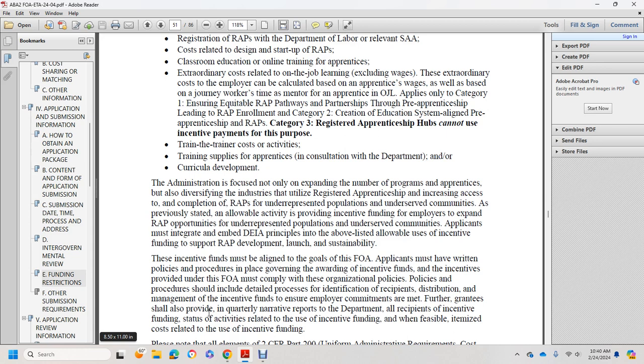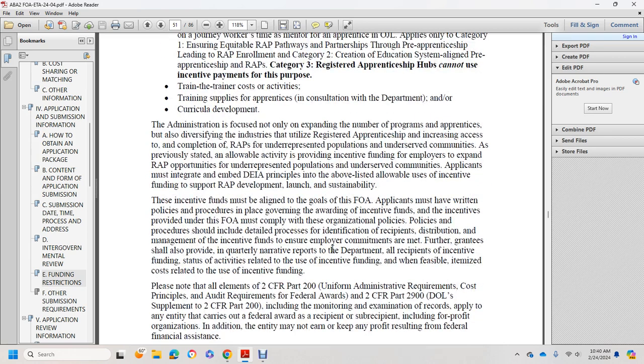The applicant must integrate and embed DEI principles in the allowable use of incentive funding for registered apprenticeship development, launch, and sustainability. These incentive funds must align with the goals of the funding opportunity announcement. Applicants must have a written policy governing the awarding of incentive funds, which must comply with the organizational policy. The procedure should include a detailed process for identifying recipients, and for distribution and management of incentive funds to ensure the employer commitments are met.